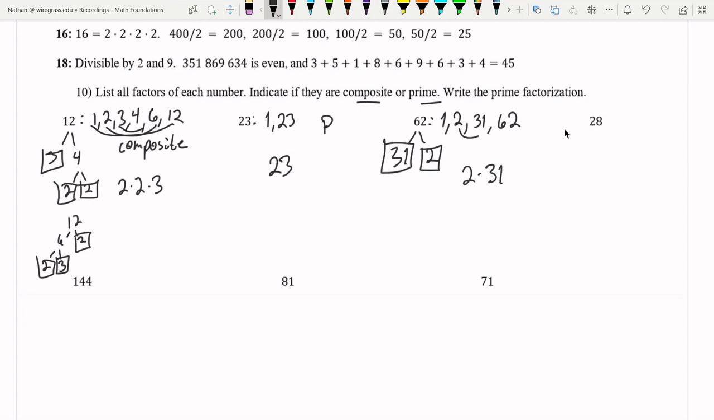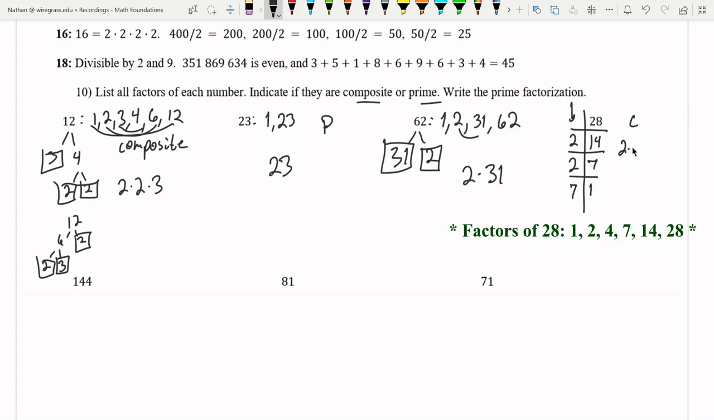Okay, 28. Let's use the different factorization tree. This is definitely not prime, right? 2 can go into 28. Let's use this method here. 28 divided by 2 is 14. Can divide by 2 again. That's going to be 7. And 7 can go into 7, 1. So there we go. 2 times 2 times 7. This is definitely a composite number. And the prime factorization of this is 2 times 2 times 7. This was, of course, a composite number as well because we had factors other than 1 and itself.